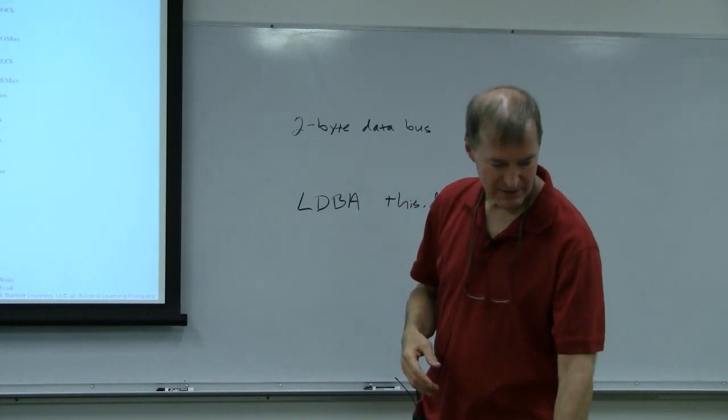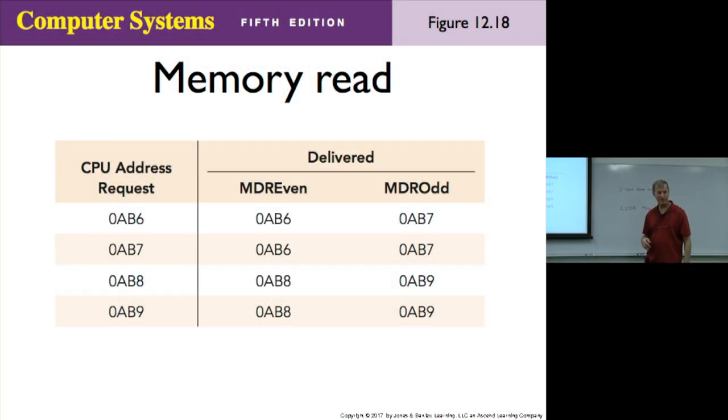Well, look at this memory read table. Let's suppose that the CPU requests the byte at 0AB6. Is 0AB6 even or odd? It's even. So it's going to put 0AB6 at MDR even, and the next one, 0AB7 at MDR odd, because it's going to deliver two bytes. If we only ask for one, that's how it's going to do it.